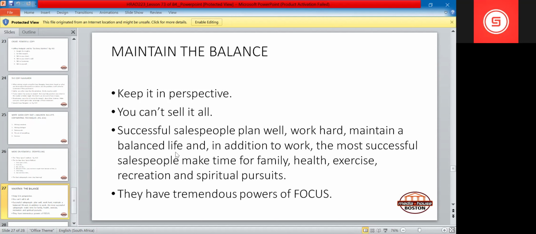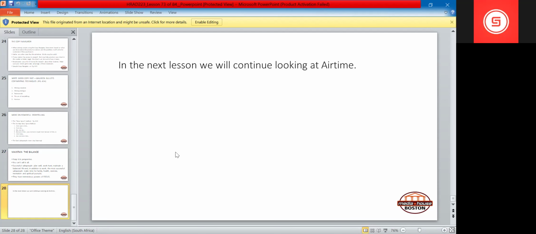Successful salespeople plan well, work hard, maintain a balanced life, and in addition to work, the most successful salespeople make time for family, health, exercise, recreation, and spiritual pursuits. That I think goes without saying for everybody. If you do have a balance in terms of that, you will lead a better life, just as an outcome of that. So not just particular to salespeople, please. They have tremendous power of focus.